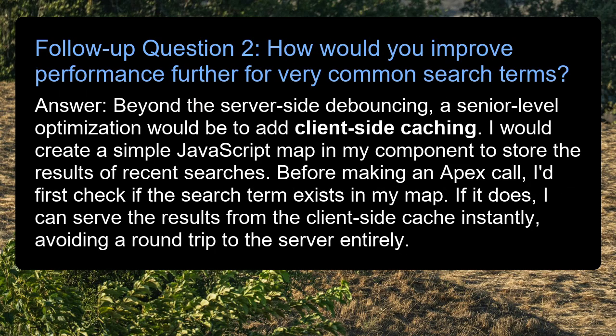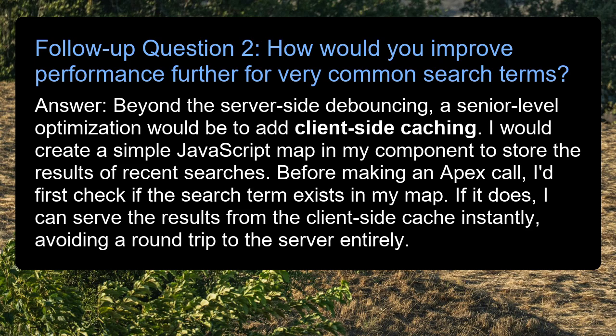Follow-up question 2: how would you improve performance further for very common search terms? Answer: beyond the debouncing, a senior-level optimization would be to add client-side caching. I would create a simple JavaScript map in my component to store the results of recent searches. Before making an Apex call, I would first check if the search term exists in my map. If it does, I can serve the results from the client-side cache instantly, avoiding a round trip to the server entirely.